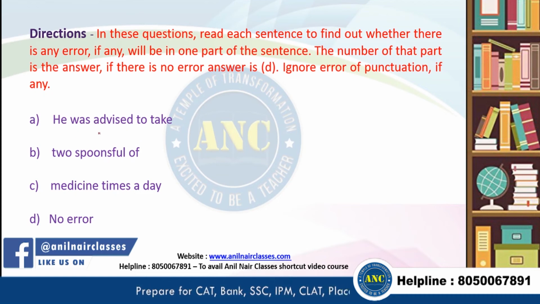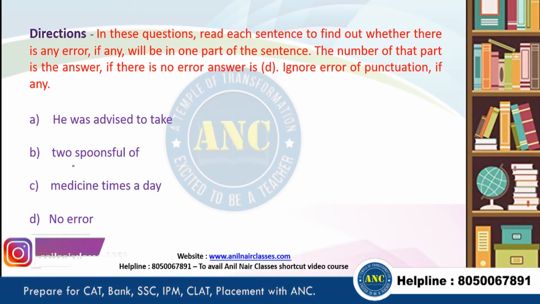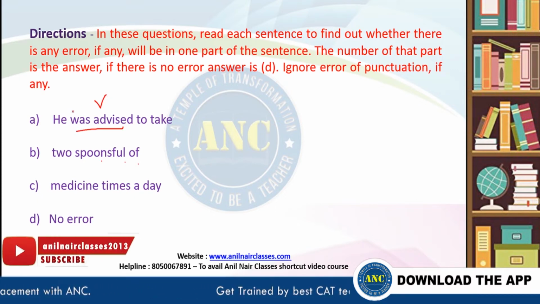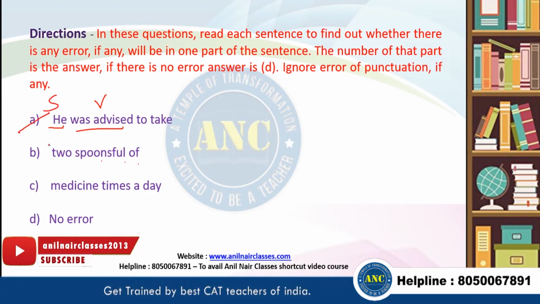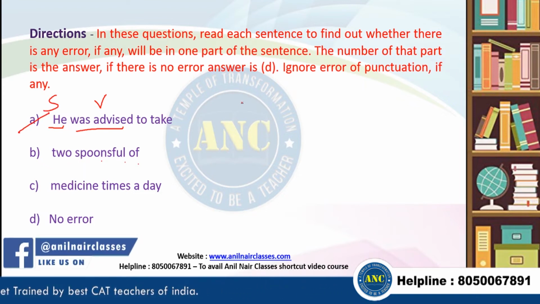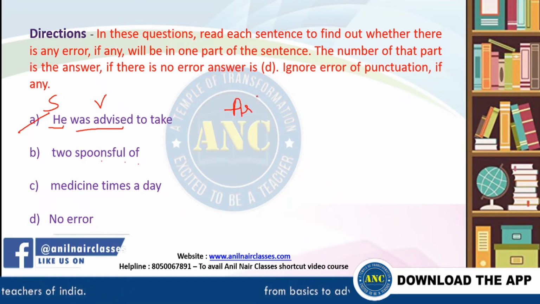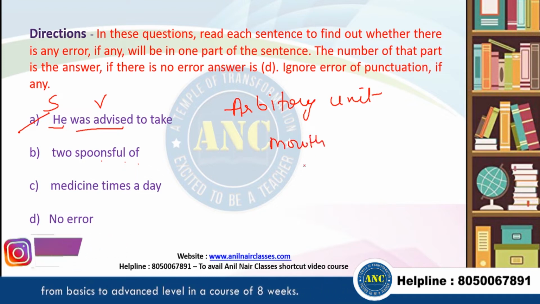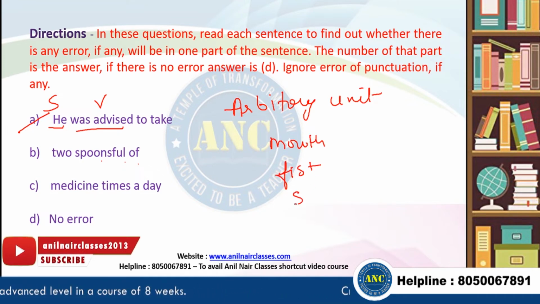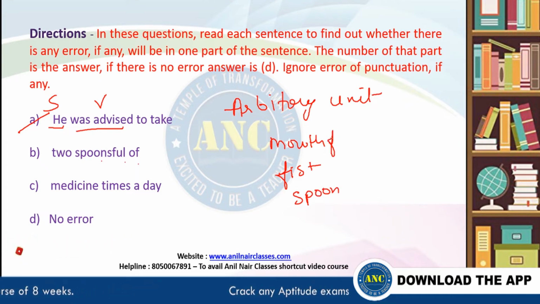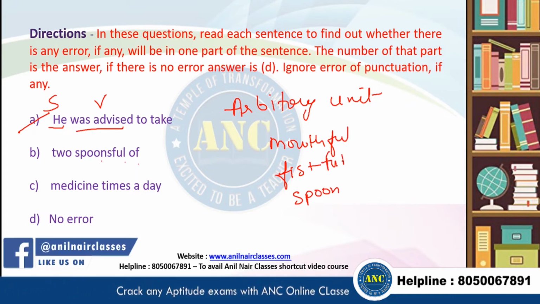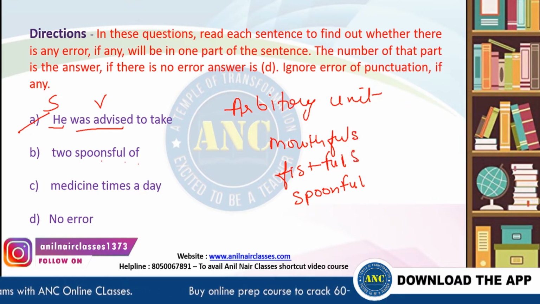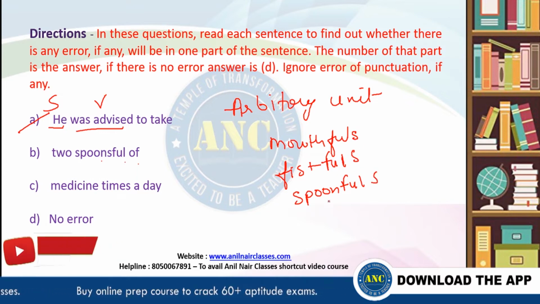Next one. He was advised to take two spoonsful of. Who was advised? Was advised is our verb phrase. He is the subject. That is perfectly fine. Two spoonful of. Remember, we discussed about the arbitrary unit, right? So you can have mouth over here. You can have fist over here. You can have spoon over here. And with that, we add full. And to make the plural form, we add S. Two spoonfuls, mouthfuls, fistfuls, spoonfuls.